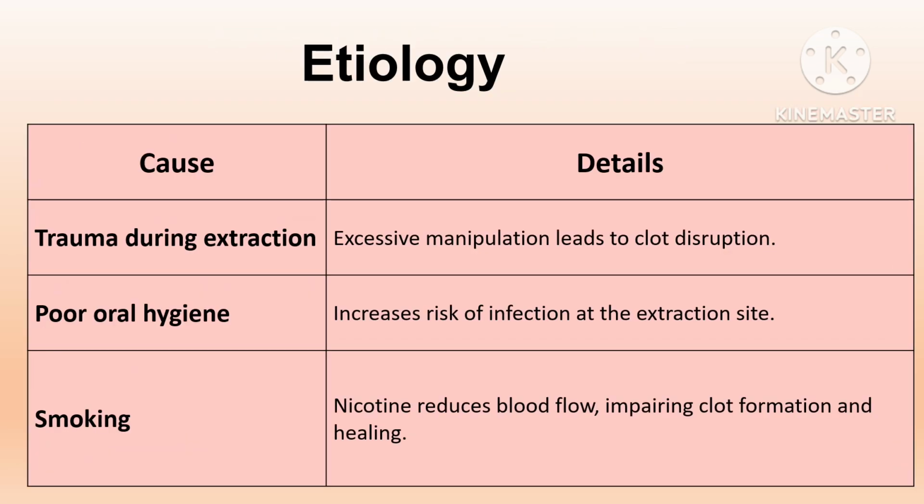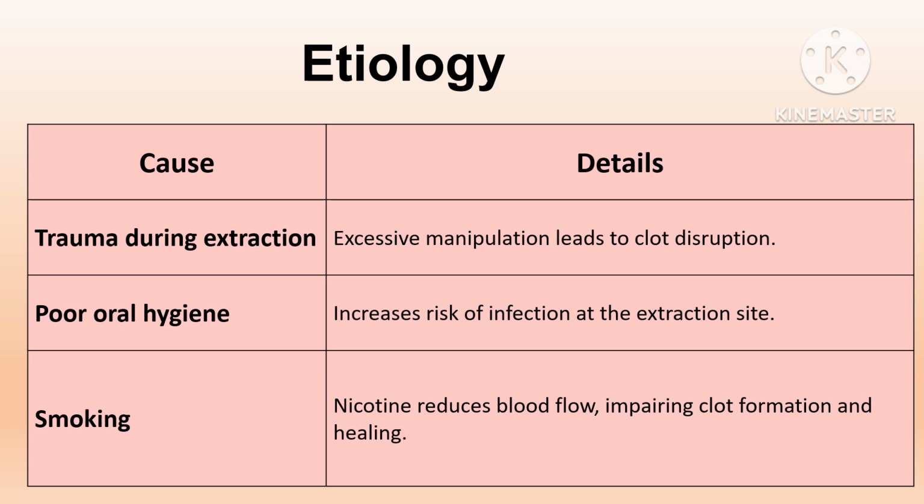As we have already discussed, dry socket happens when the blood clot that forms after a tooth extraction either dissolves or does not form properly. So anything that interferes with the formation or stability of the clot can lead to a dry socket. It might be trauma during the extraction. A difficult or surgical extraction can irritate the socket, making it harder for a clot to stay in place. Poor oral hygiene of the patient, because the bacteria in the mouth can infect the extraction site, preventing proper healing.